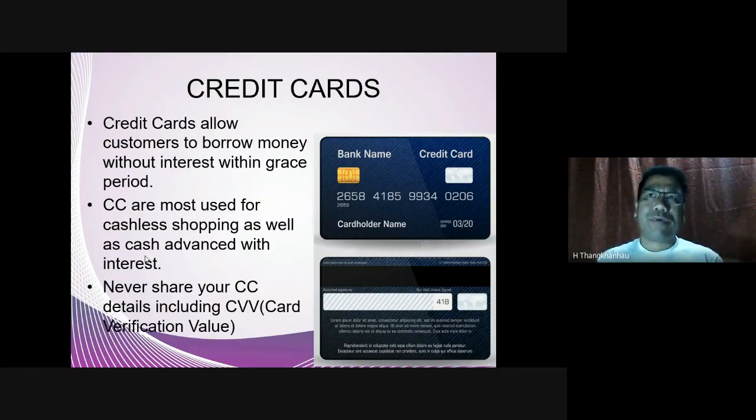That means you are borrowing from the bank. But withdrawing money using a credit card through an ATM will have interest, okay? So it's not a good practice to withdraw.